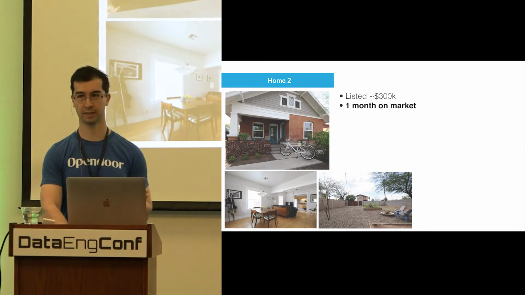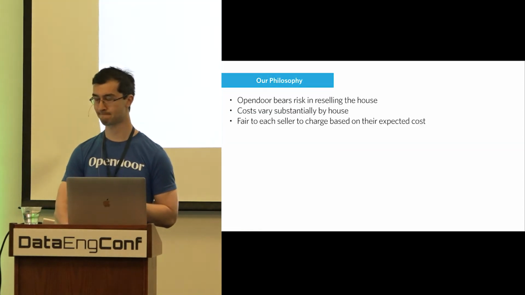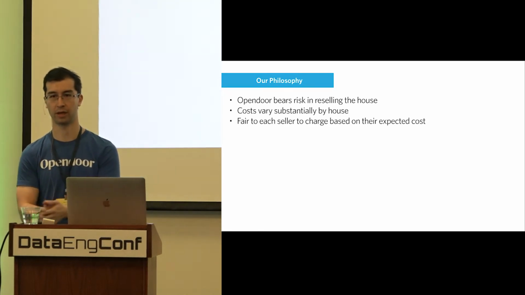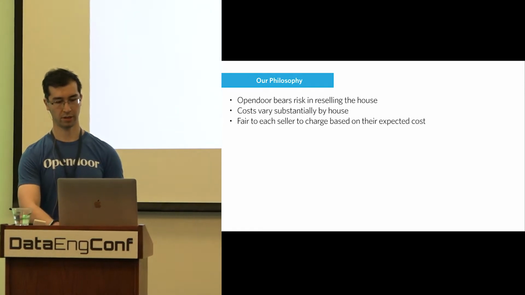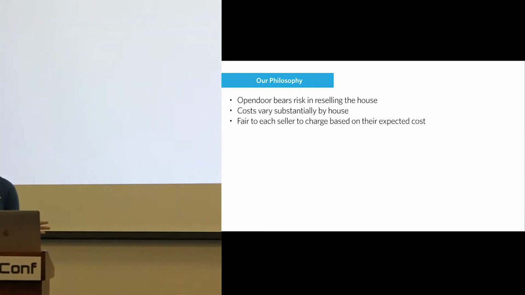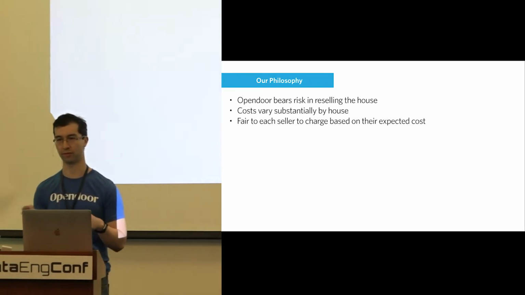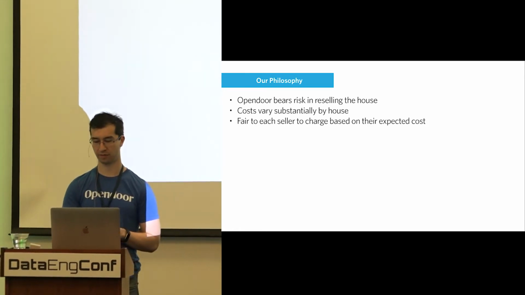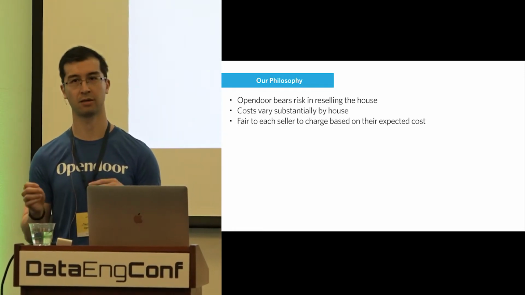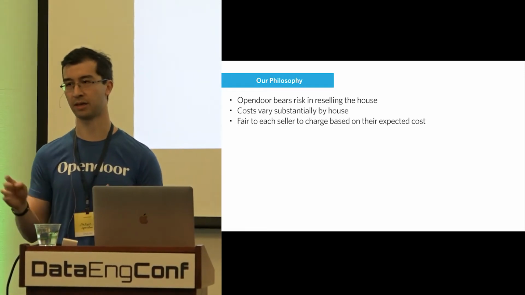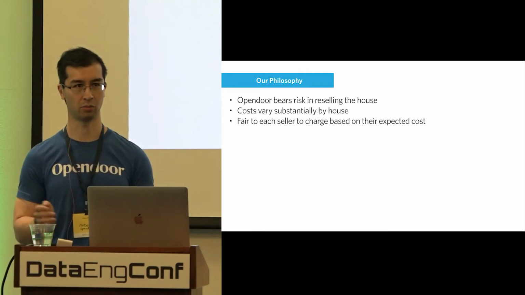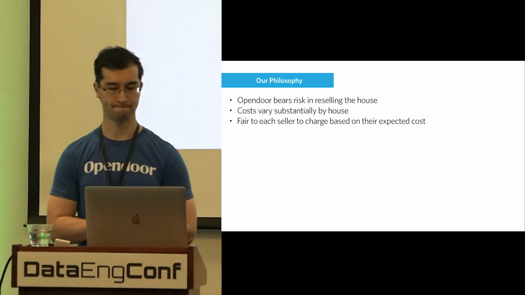But with these two examples in mind, this is our risk philosophy. We bear the risk in trying to later resell the house. And as we saw earlier, the cost can be highly variable. The cost in number of months for the first house was over 6 months, and then the second house sold very quickly. And we think that it's fair to charge the seller based on their expected cost. So what this means is, if you come to us with a really fancy, custom, high-end house, it'll take us longer to find a market buyer, and we charge a higher fee. Does that make sense?